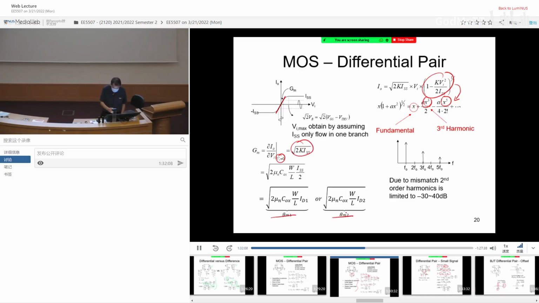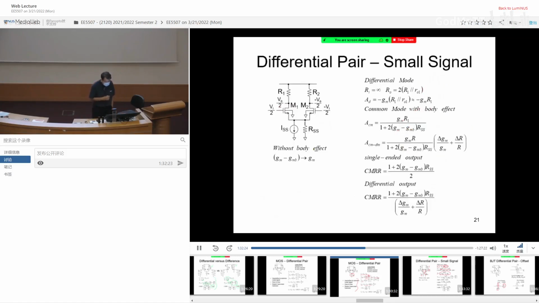So similar to BJT, you always have the fundamental and the odd harmonics. The even harmonic is not there. That is the beauty of differential circuits. Due to the mismatch, you might still end up with the same thing, having 30 to 40 dB even harmonic suppression.